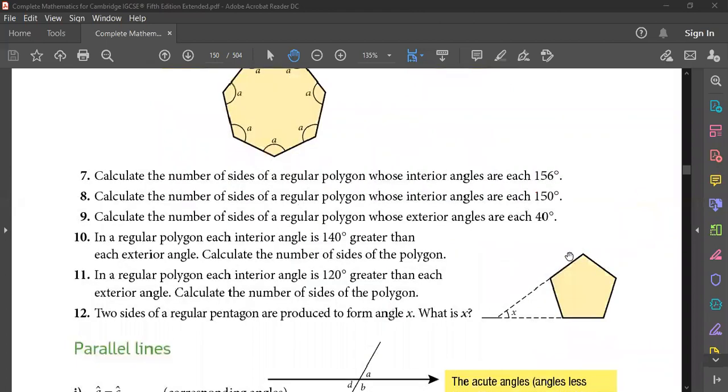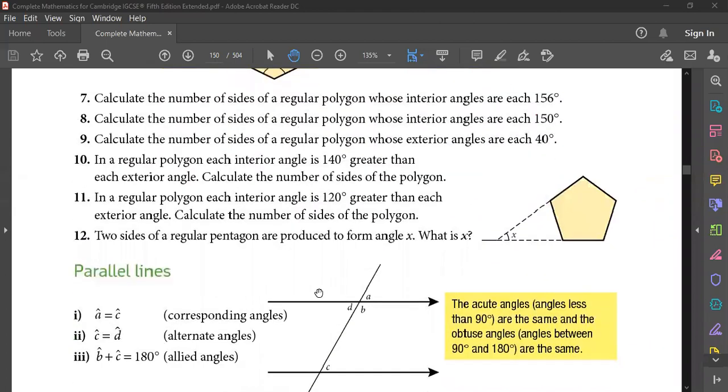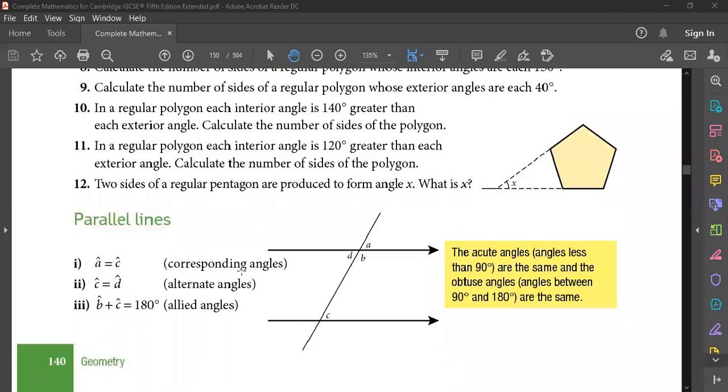Polygons are very easy and very nice. Let's see question 12. Now in question 12, as you can see we have two sides of a regular pentagon. The word pentagon means five sides. Can you find the sum?